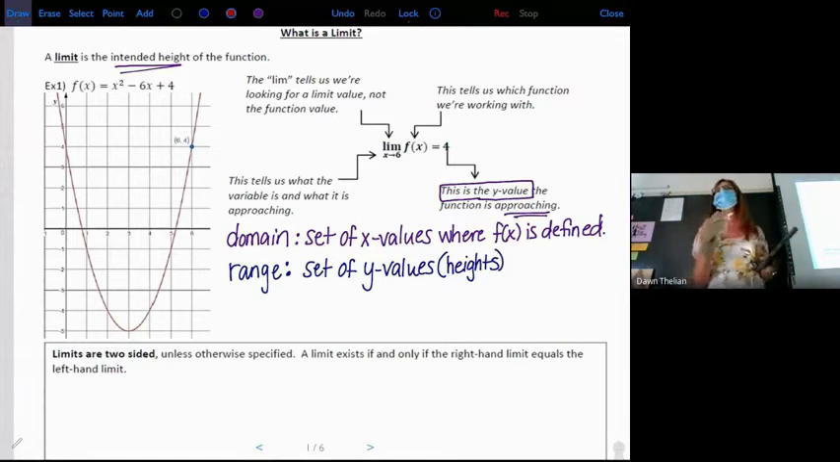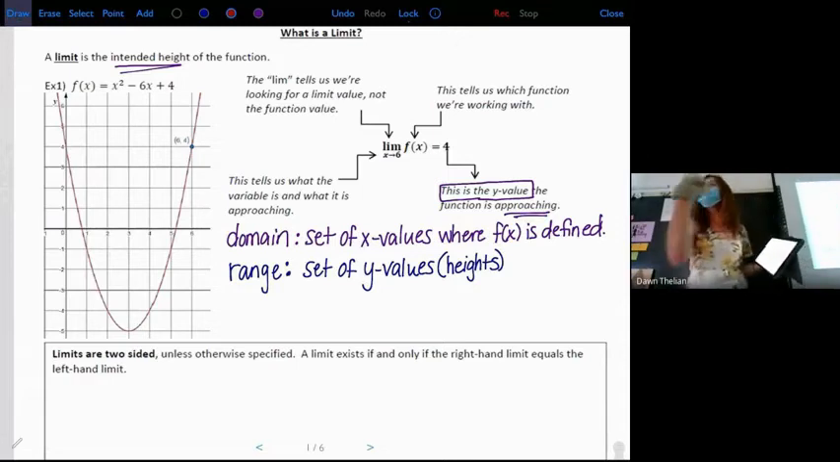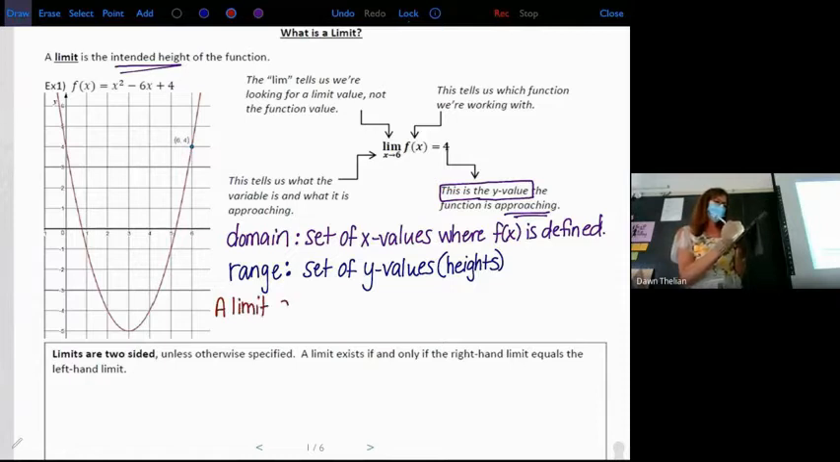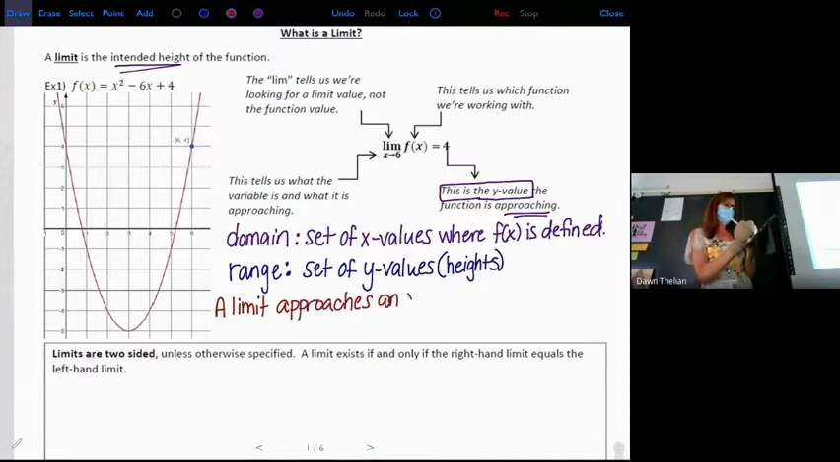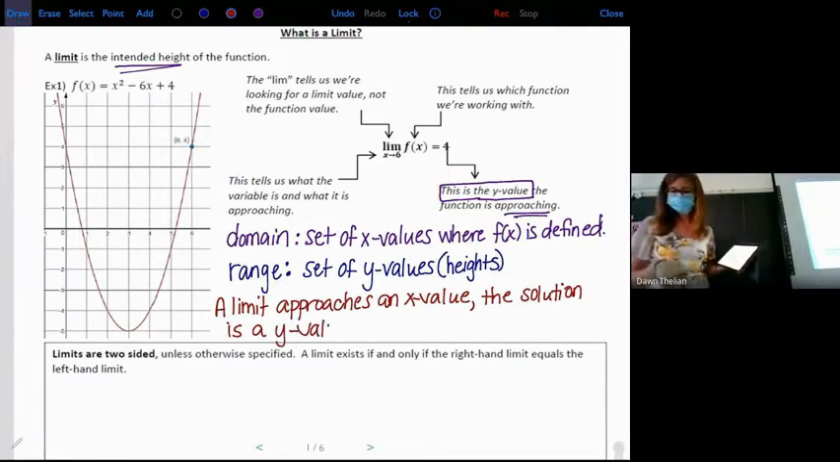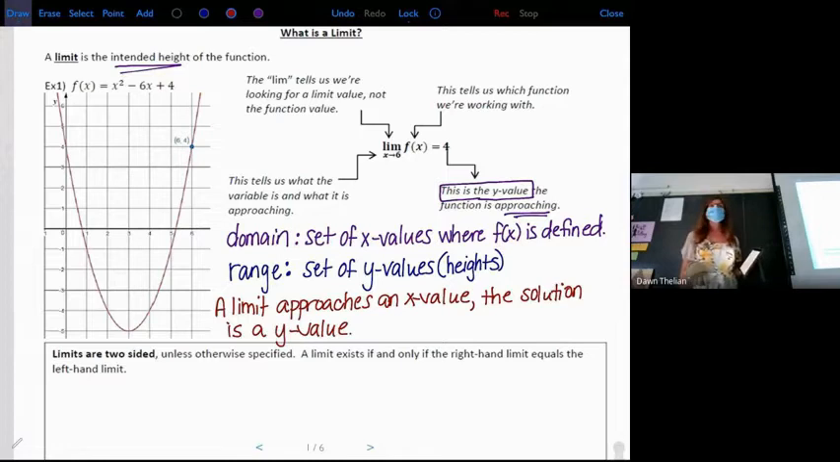The range is the y values. These y values are going to be your solution. We say a limit approaches an x value, but the solution is a y value. A limit approaches an x value. The solution is a y value.